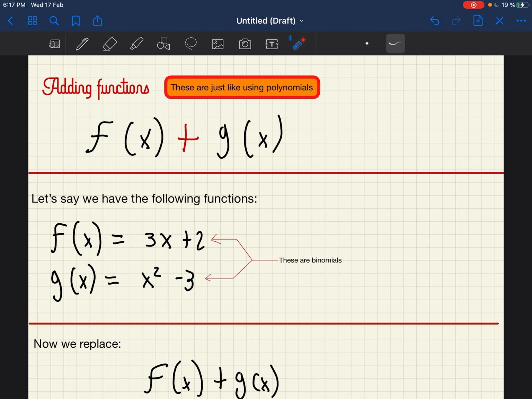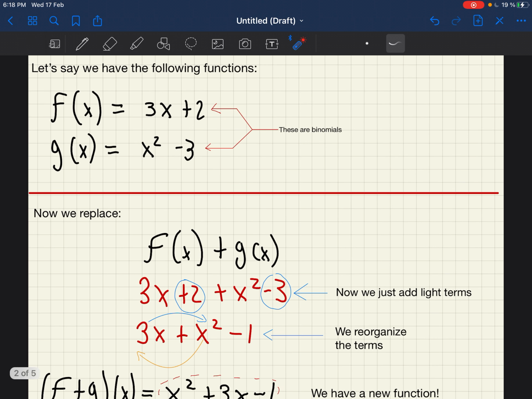Now, they are pretty similar to polynomials, so if you know how to add polynomials, it is basically the same thing. So let's say we have the following functions. f of x is equal to 3x plus 2, and g of x is equal to x squared minus 3. These are binomials because they have two terms, a 3x and 2.